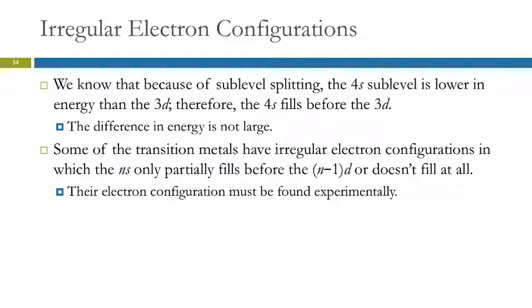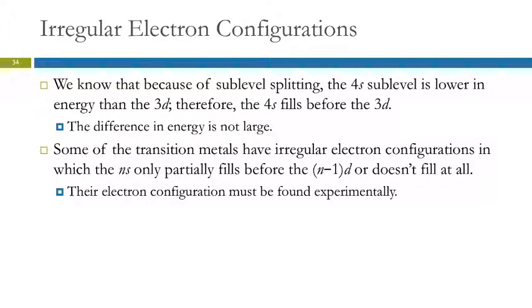There are some irregular electron configurations because, if there's a nice pattern or a rule, there has to be something that messes it up, right? Always happens. Okay, so because of the sublevel splitting, the 4s sublevel is lower in energy than the 3d. And so we do observe that the 4s fills before the 3d. But that difference in energy is not very big. It's pretty small.